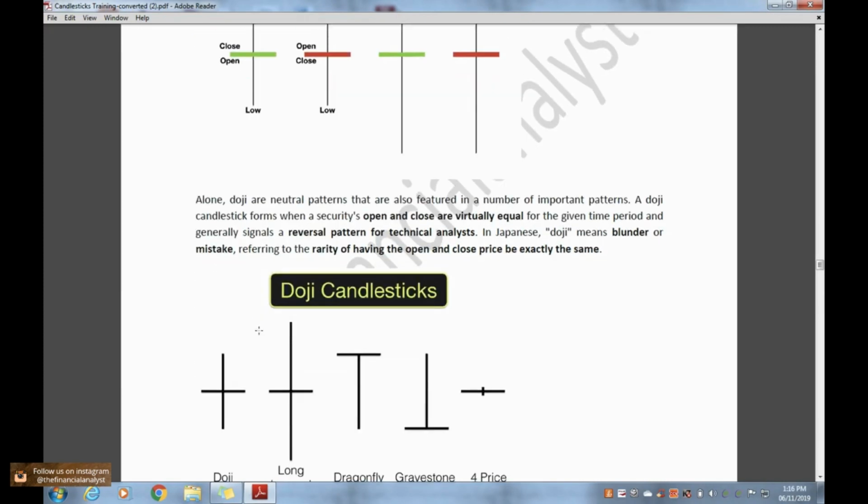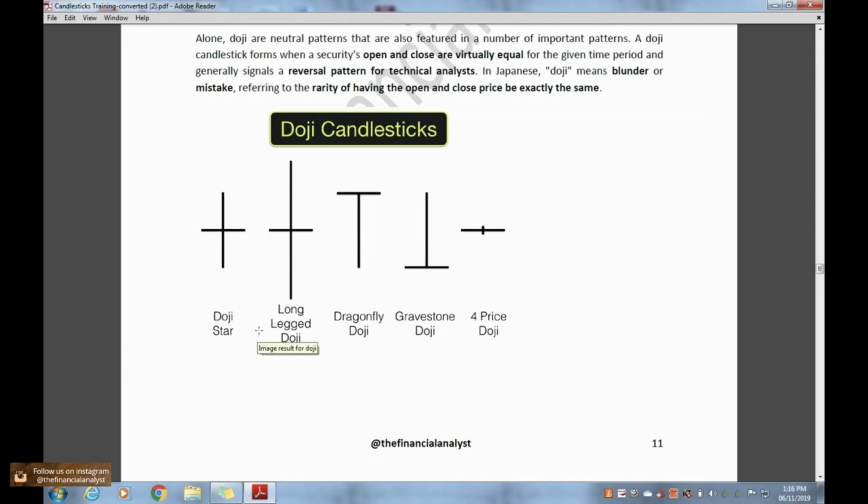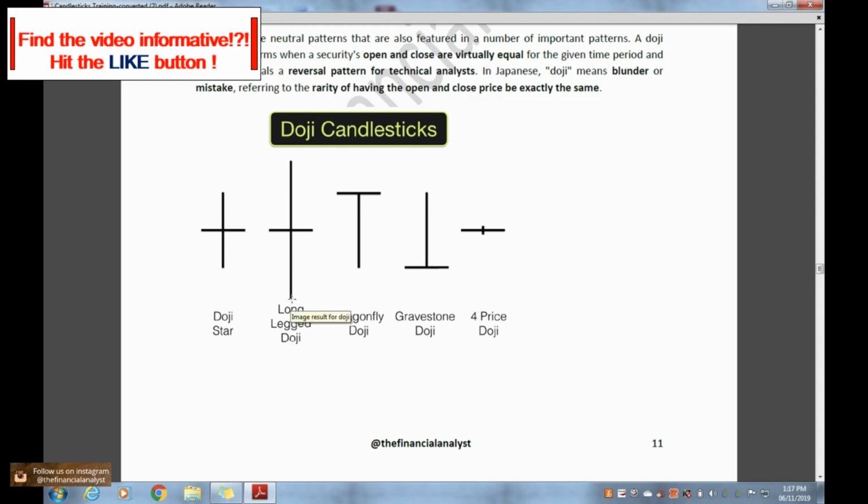So let us discuss the different types of doji candlesticks. Depending upon the high-low range of the stock prices, we can have different doji candlestick patterns. The basic element of having a very small real body will remain the same. Number one, we have the doji star, which has relatively small shadows. The second example is the long-legged doji, which has a very large high-low range, or shadows.